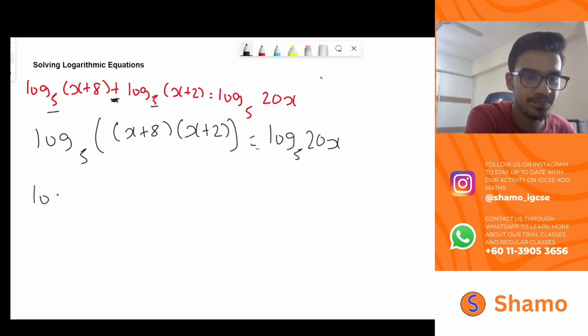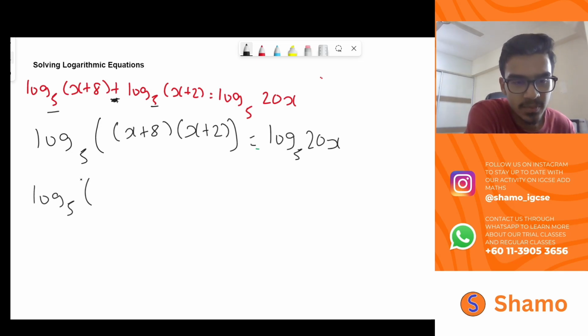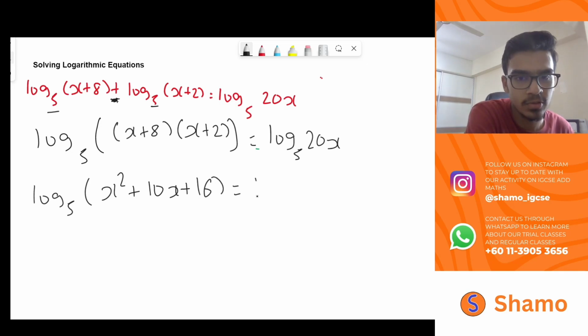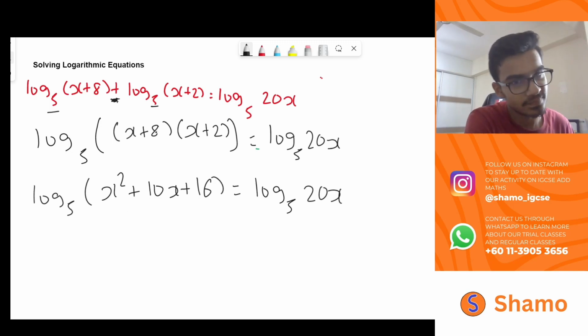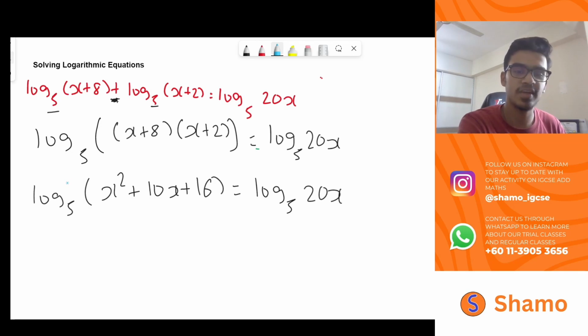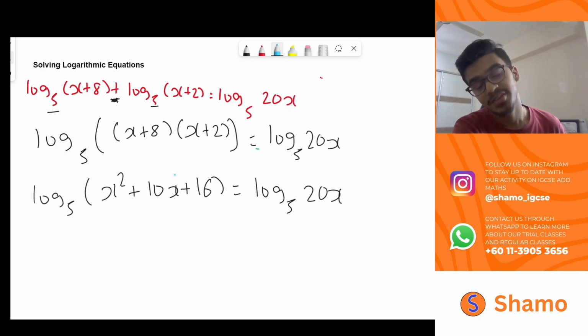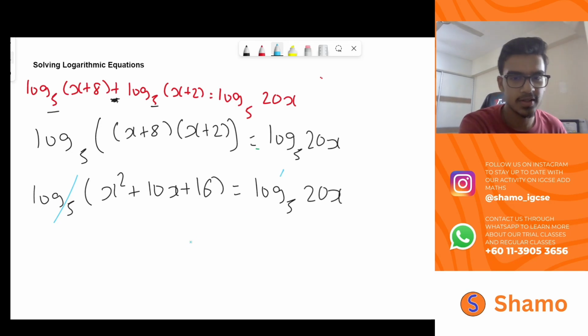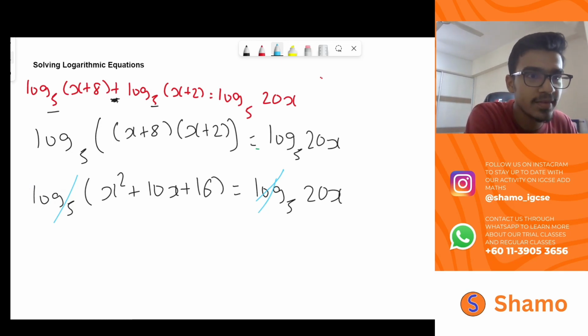Cool. Now, standard multiplication: x plus 8 times x plus 2, very simple. It's just x squared plus 10x plus 16 is equal to log base 5 of 20x. Now, a lot of your favorite. You'll be like, oh, log base 5 on the left hand side, log base 5 on the right hand side, kill, kill. So you'll be thinking, oh, we can just cancel bases like that. And you're not wrong. You can do that.